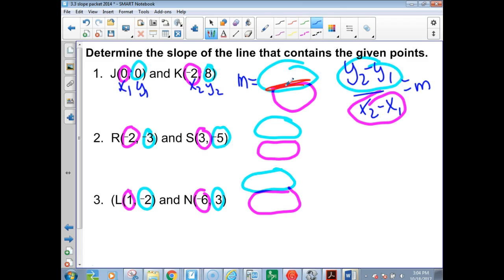Got a division bar. I'm going to take 8 minus 0 and negative 2 minus 0, and you probably already said, well, geez, I could have done that in my head. So that's going to give me a slope of 8 over negative 2. You need to reduce that to negative 4.